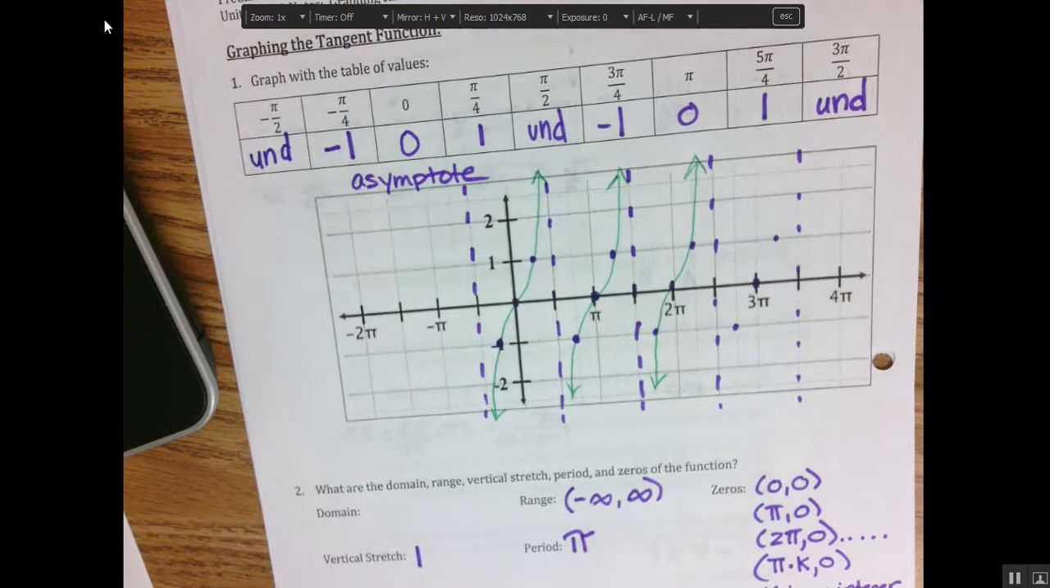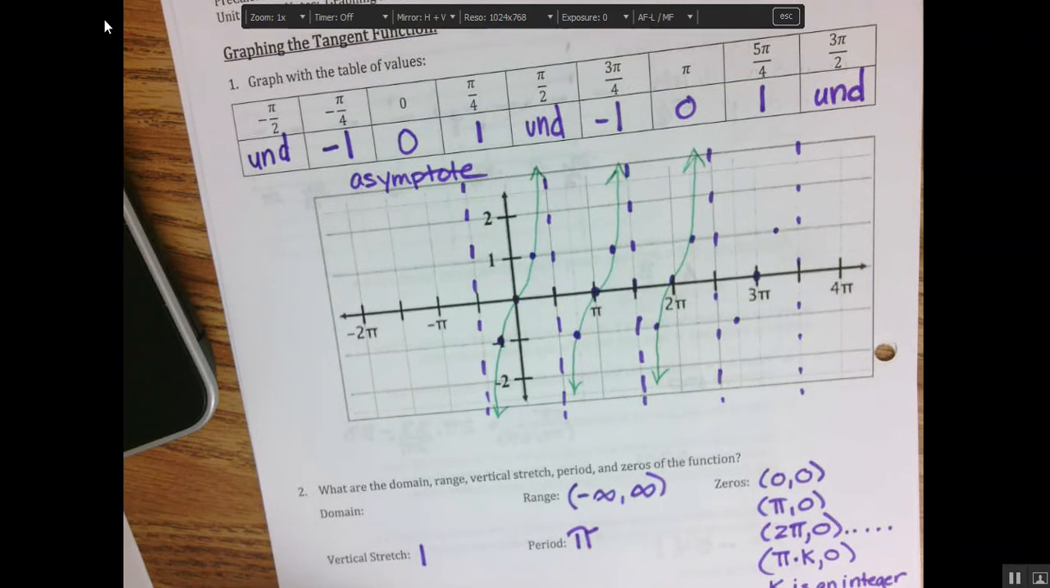Okay? So notice that's different from sine and cosine. Sine and cosine have a period of 2 pi. Tangent has a period of pi.